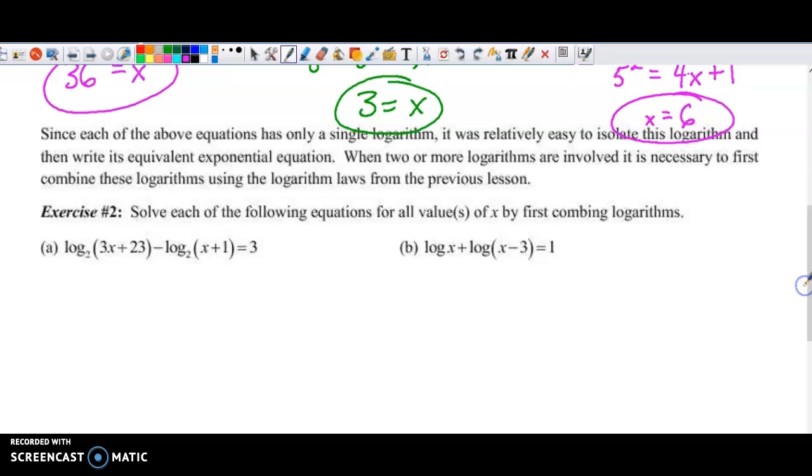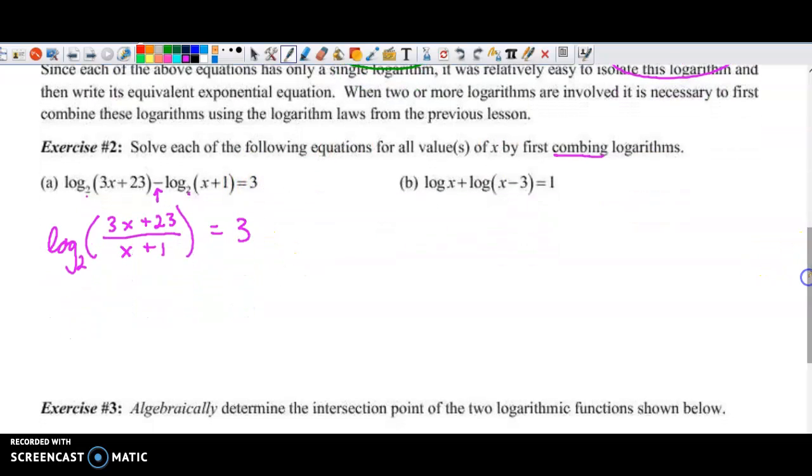On the next problem, though, what we have to do is combine. That is not spelled correctly, but we have to combine the logs in order to do this. I was supposed to say combining. But anyway, the thought process is that when you're subtracting with the same base, we can combine them using division. So we're looking at log base 2, got to remember to write that, of 3x plus 23 divided by x plus 1 is equal to that. I'm not changing that 3, but at this point now I can change it to exponential form. That 2 cubed needs to equal that complicated thing.